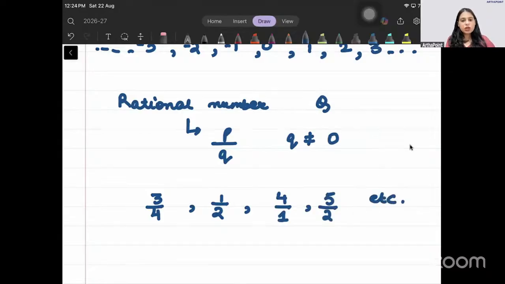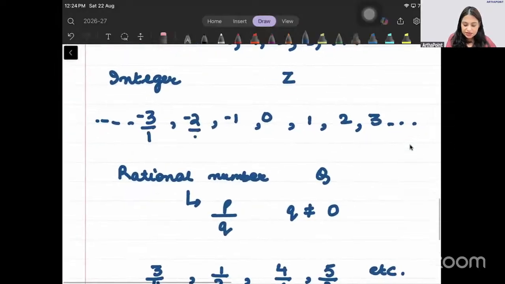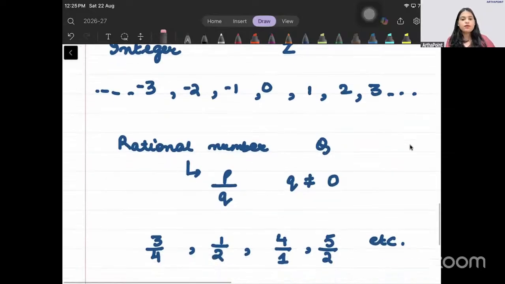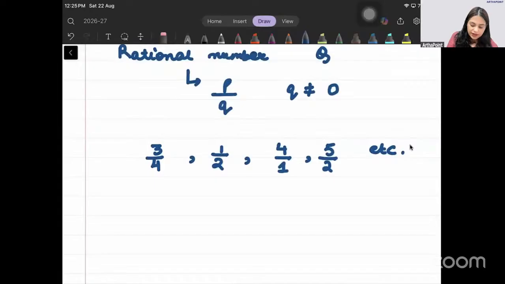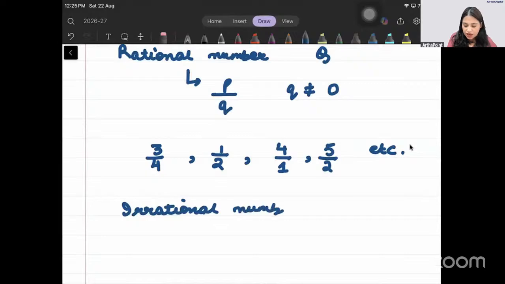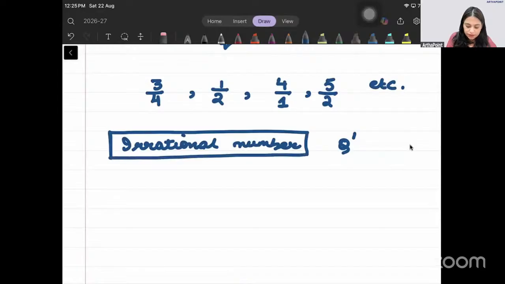Anything which is in P by Q form. Every integer is also a rational number because it can be written as minus 3 by 1, minus 2 by 1, 1 by 1. So that's also a rational number. Anything which can be written in a P by Q form, Q not equal to 0, is a rational number. The next one that we have is the irrational number. Irrational numbers are represented by Q dash. And an irrational number is basically anything which is not rational.